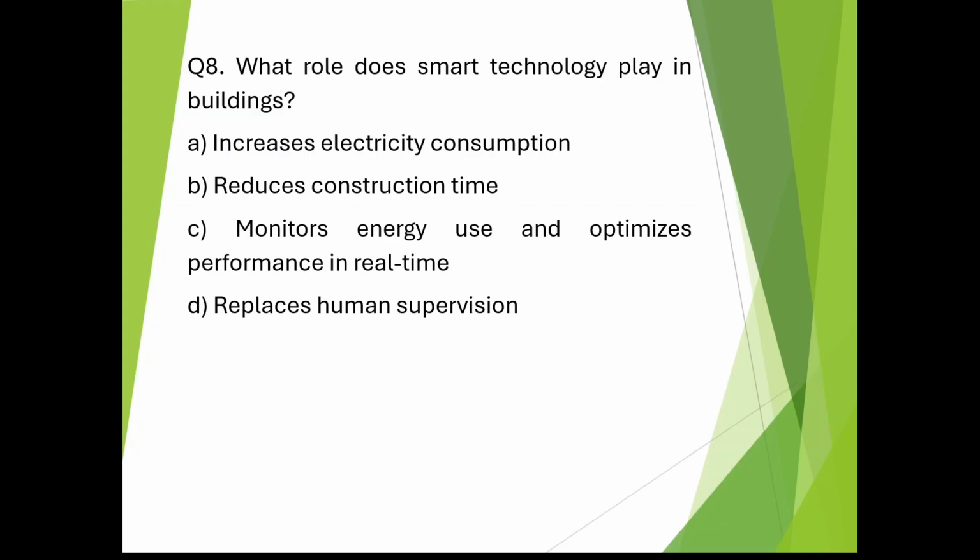Here, as you can see, these smart technologies, the IoT devices and smart systems, help in real-time energy monitoring, adaptive control, and reducing the overall energy use in the buildings. That's why option C is the right answer for this question. And with this question, the sample problem for this lecture 3 is also over.